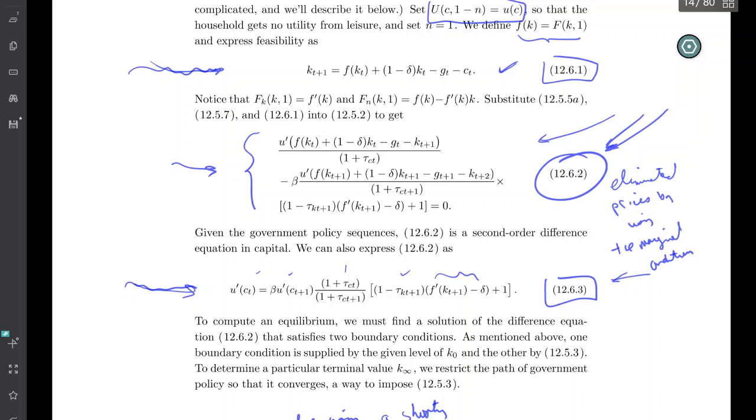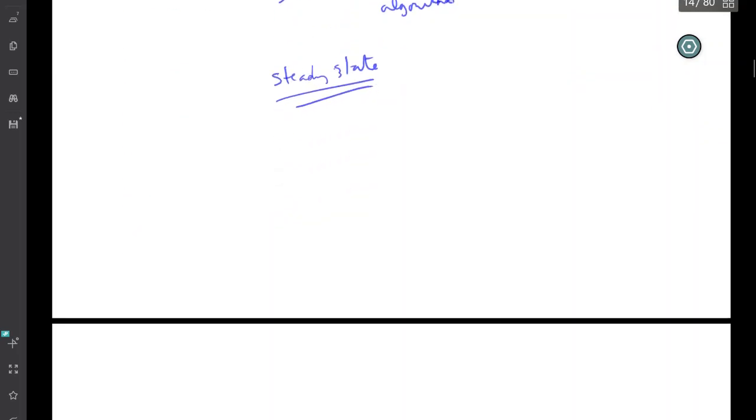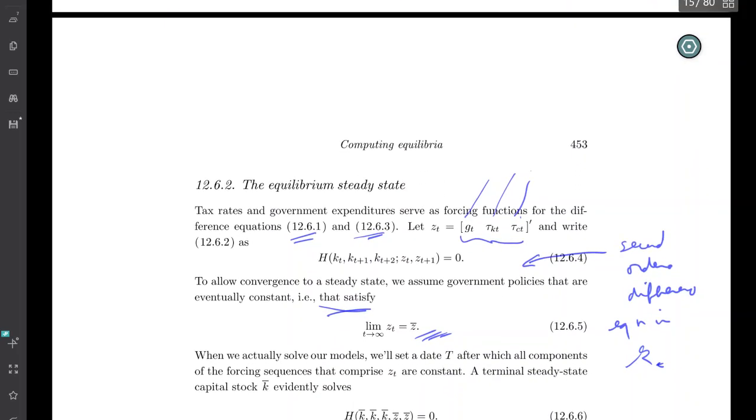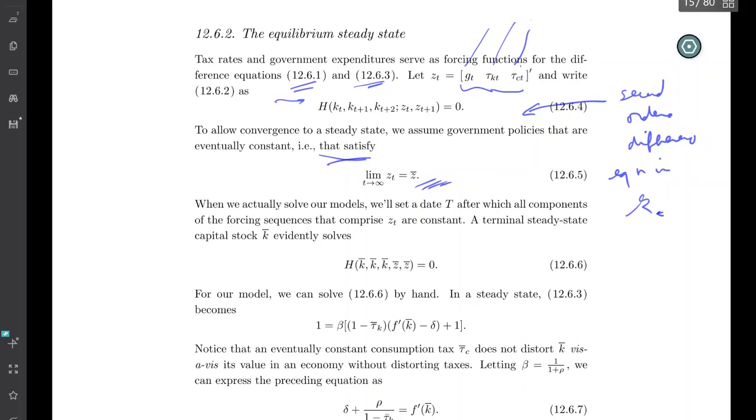That's what that is. So I'm going to write that equation because look, it's got K_{t+2}, it's got K_{t+1}, and it's got K_t. And it's got the G's driving it. And it's got a tax sequence here, tax sequence here, tax sequence here. That's how this equation took this form. So I'm going to assume that government expenditures and taxes eventually settle down.